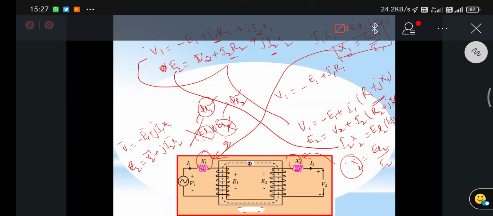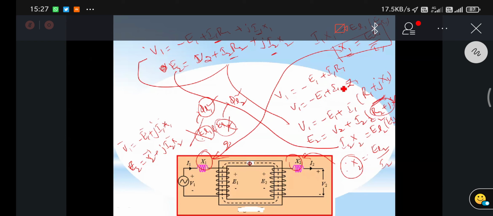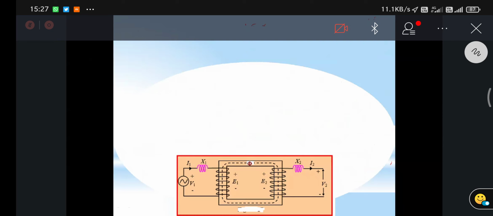I2 of R2 plus jX2. As you know, R1 plus jX1 is nothing but Z1, and R2 plus jX2 is nothing but Z2. So you get V1 equal to E1 plus I1 Z1, and E2 equal to V2 plus I2 Z2. These are the terms you have to know.